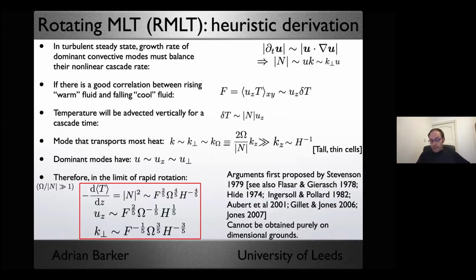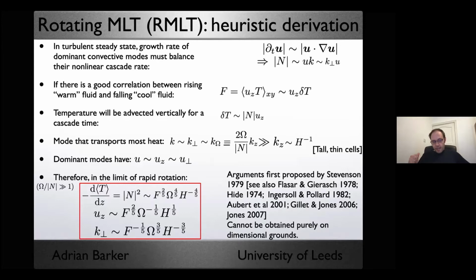And if you combine these arguments in the rotating case, they're otherwise the same as in the non-rotating one, we get these scalings in the bottom left. So these are scalings for the vertical velocity as a function of the imposed heat flux, the depth of the domain, and the imposed rotation rate. And similarly, we've got a scaling for the temperature gradient required to transport the same flux.